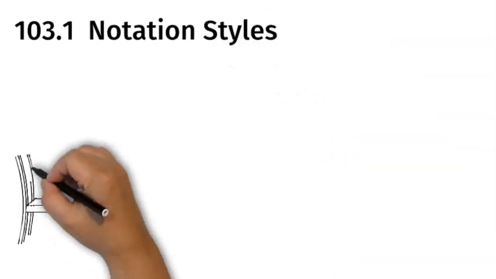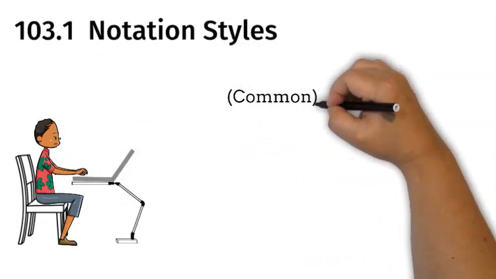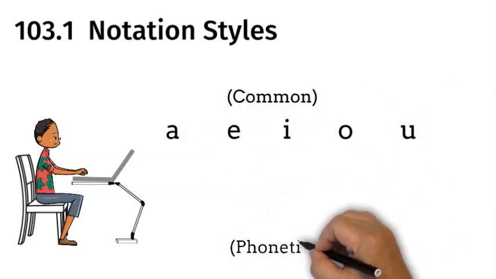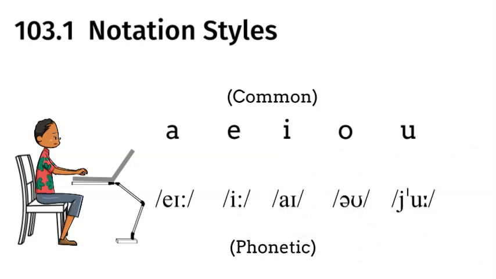Our first discussion, however, is notation styles. There are two main ways to represent English vowel sounds: common notation and phonetic notation. We'll explore their differences, significance, and how they help learners in understanding pronunciation. By examining examples, we aim to clarify why both notations are important for mastering English phonetics.